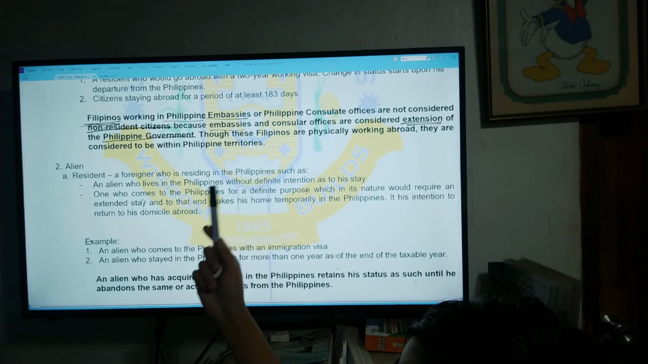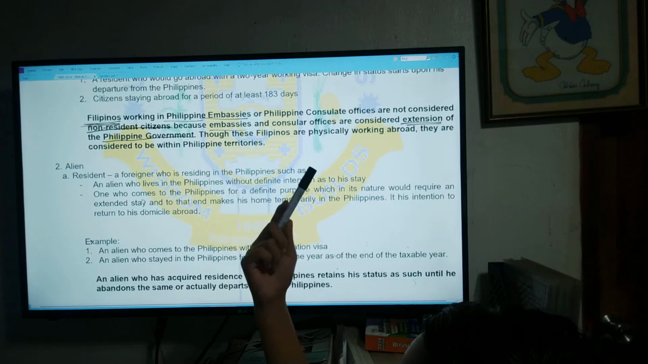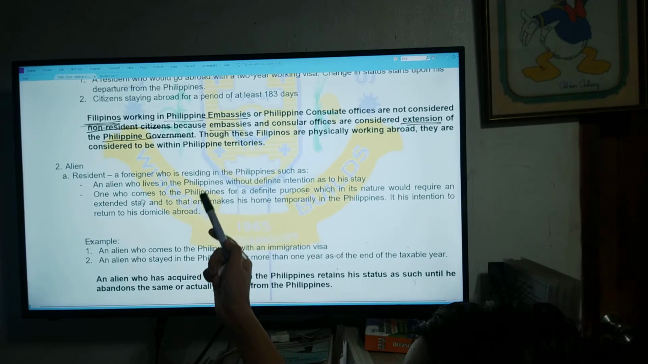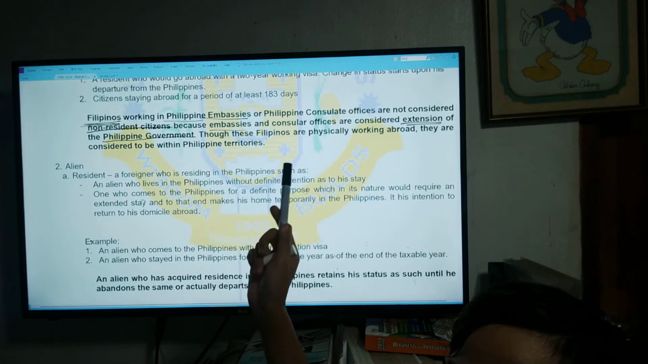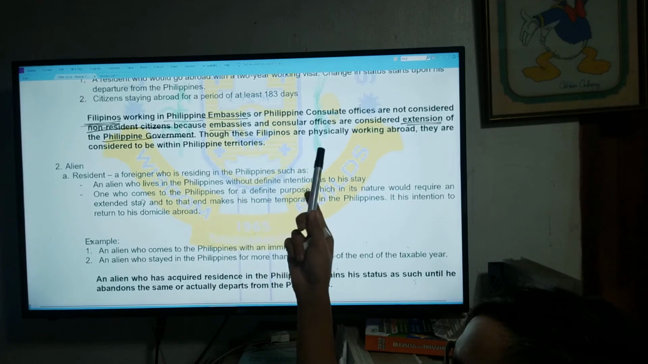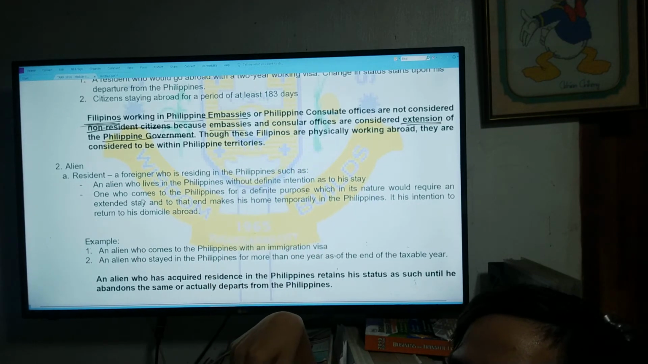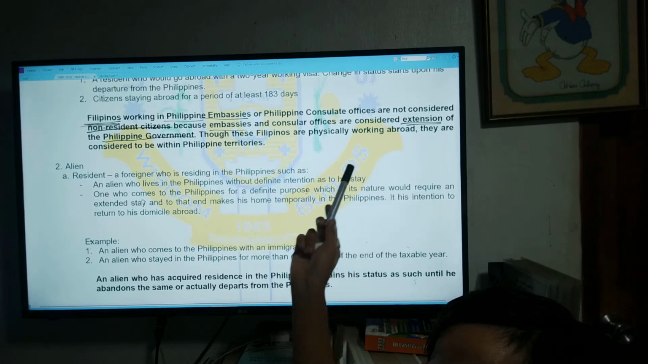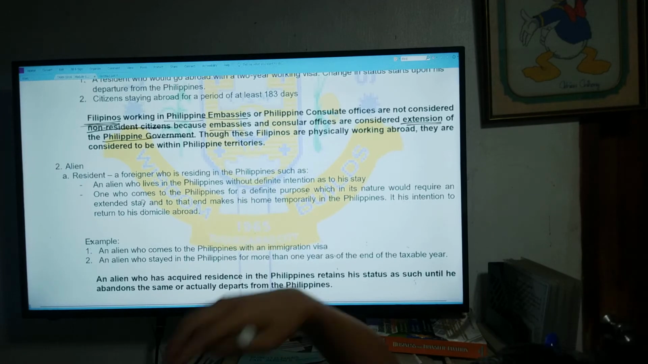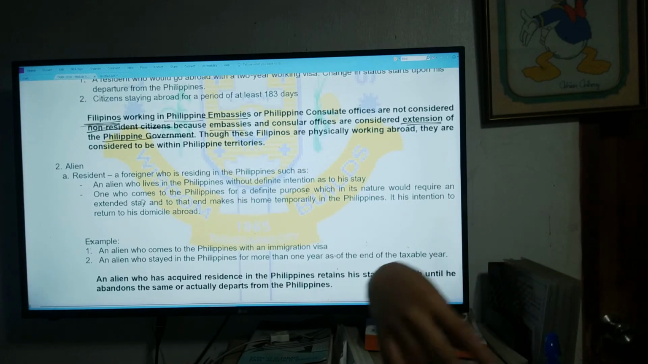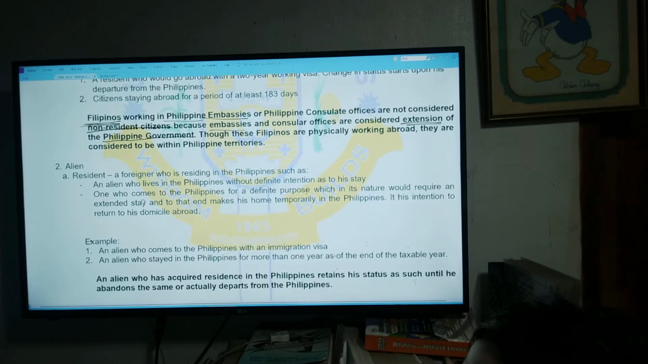Nag-work ka doon as an employee of the Philippine embassy, then you are considered a resident citizen, not a non-resident citizen. Despite the fact that it is located abroad and that the Filipino is working abroad, it's a clear deviation from that rule. Okay? It's a clear deviation from that rule. Ayan. So with that, we go to the next type of taxpayer in accordance with its citizenship.